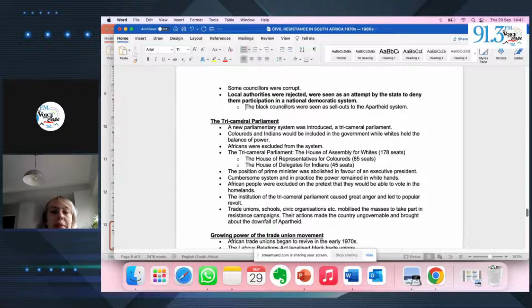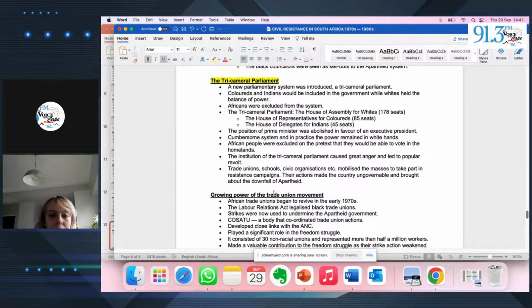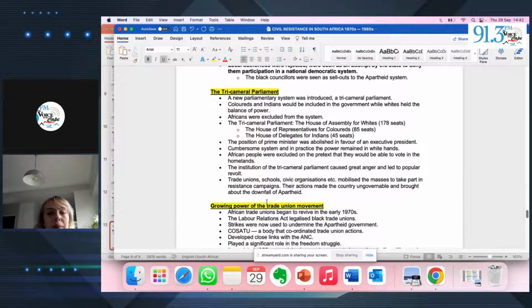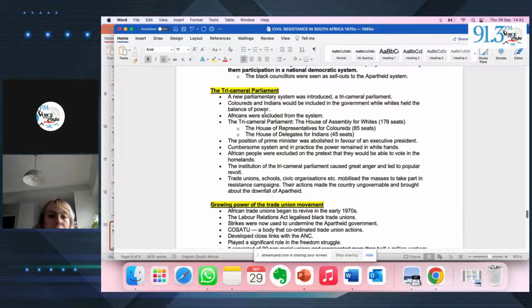Okay, and then the Tricameral Parliament, which we spoke about a bit earlier, just going a bit more into depth with that. So a new parliamentary system was introduced, a tricameral parliament. Coloureds and Indians would be included in the government, while whites held the balance of power. Africans were excluded from the system.